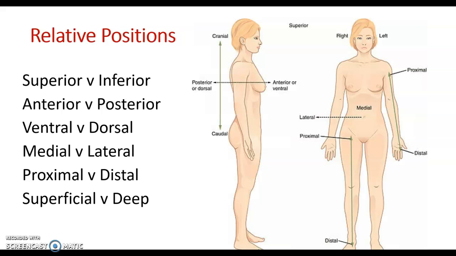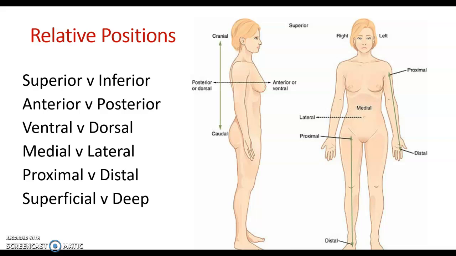We can describe the location of a body part by its relative position to another body part. So superior versus inferior. Superior means above, and inferior means below. So when you hear surgeons say, make a superior cut, they don't mean let's make the best cut we can. They mean make a cut above something. The knee is superior to the foot because it's closer to the cranial cavity or closer to the top of the body. The foot is inferior to the knee because it's closer to the caudal end or closer to the bottom.